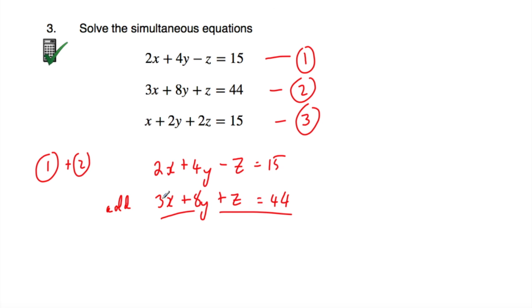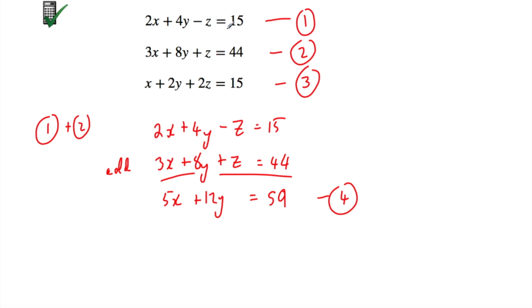Okay, 2x plus 3x is equal to 5x. 4y plus 8y is equal to 12y, and then minus z plus z, that's equal to 0. And then let's add together the 15 and 44, that's equal to 59. Okay, that's fantastic. We've added equation 1 and equation 2 together, and we've got an equation without z, and let's call that equation number 4.